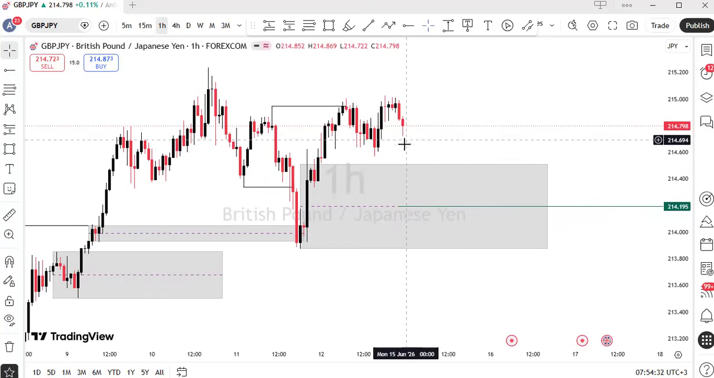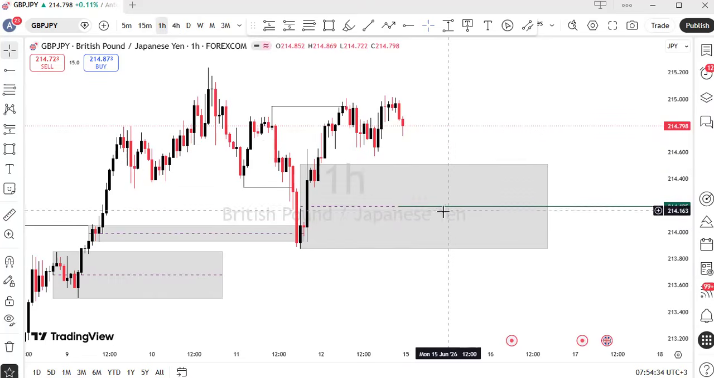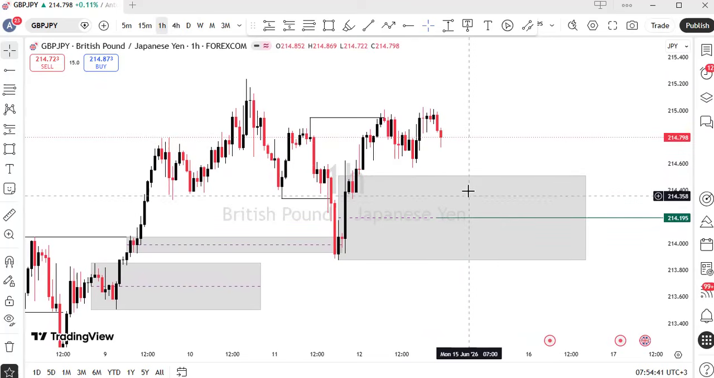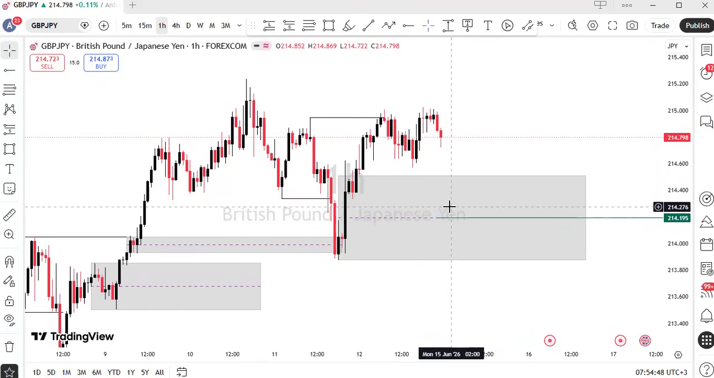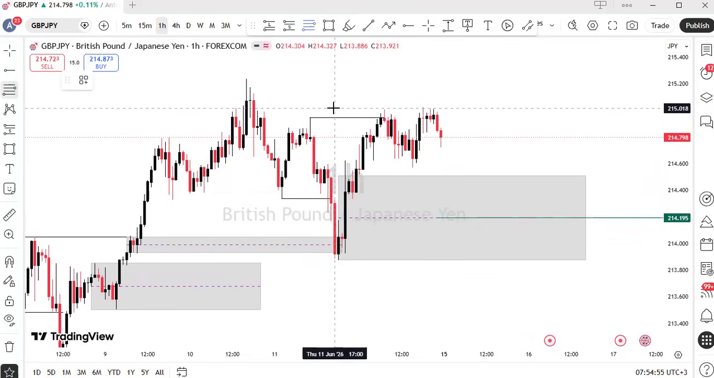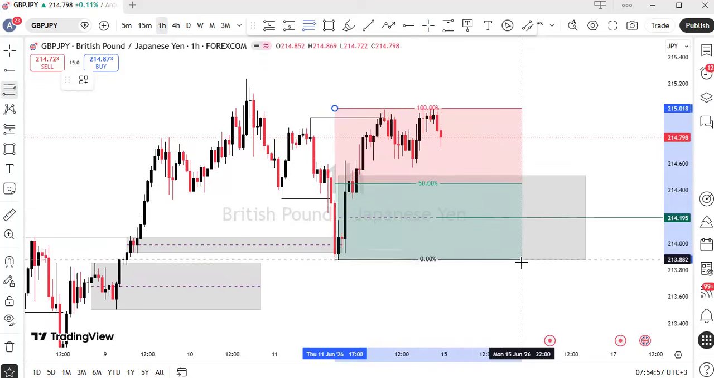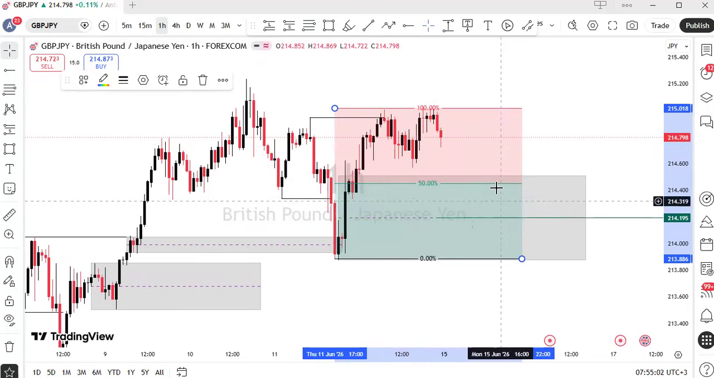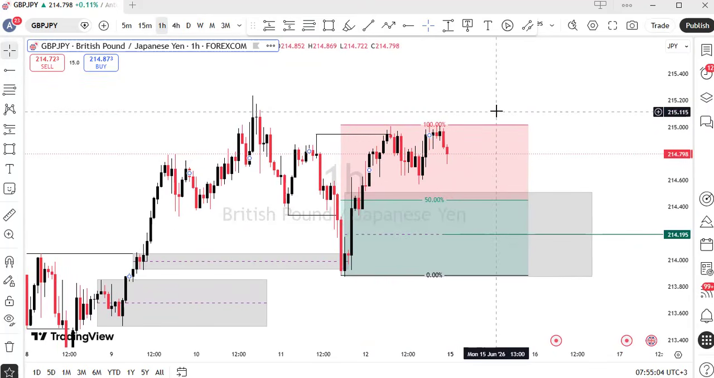But of course, if the 15 minutes inside here gives you a strong change of character, even before getting to this area, you take your buy. Because you know very well, we don't predict the market, but we react to what the market is telling us or showing us. So if the structure aligns with what you need to see, you take your buy. If you place your fib from that high to this low, you can see that the 50% is around here. If the market taps there and gives you a 15 minutes confirmation, you take your buys.